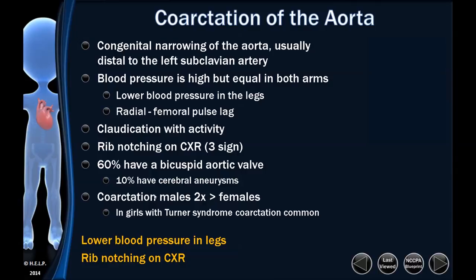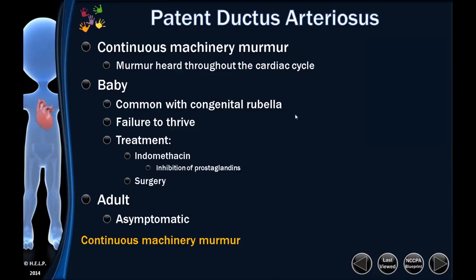Coarctation is 2 times more likely to happen in men than in women, but there are ladies who have Turner syndrome. Coarctation is actually very common in them, just Turner syndrome is not very common. So overall, men twice as much as females, but in females who have Turner syndrome, coarctation is very common.